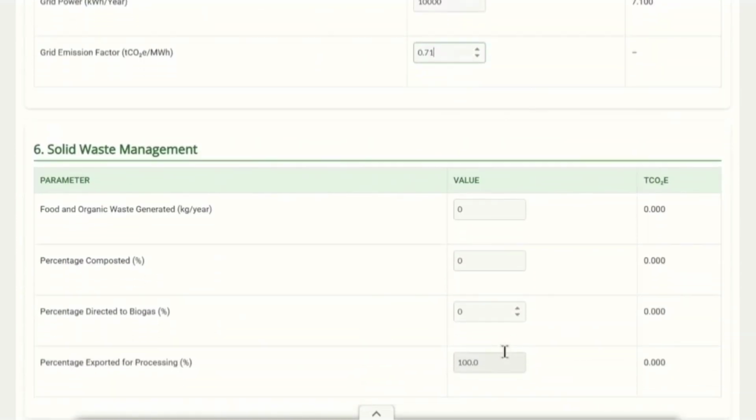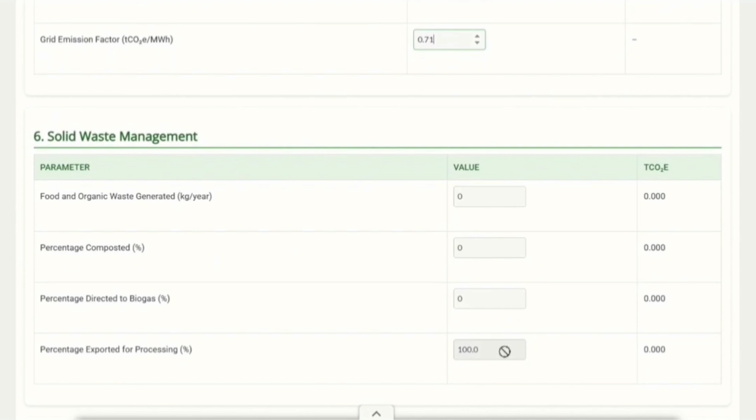Next is the solid waste management. Here you report how your business disposes of organic and food waste. You enter composting. That leads to lower emissions but still generates some methane and CO2. Next is the biogas conversion, which is considered more efficient and results in even lower net emissions. Next is the exported for processing, which is assumed to be handled offsite and may vary based on the type of facilities; set to 100% by default. The tool then calculates emissions based on methane generation potential and waste processing method.